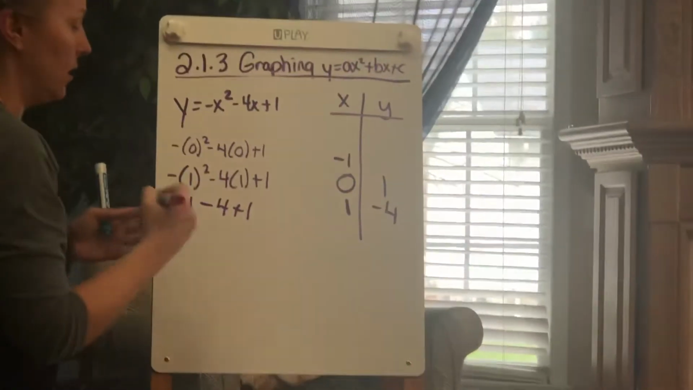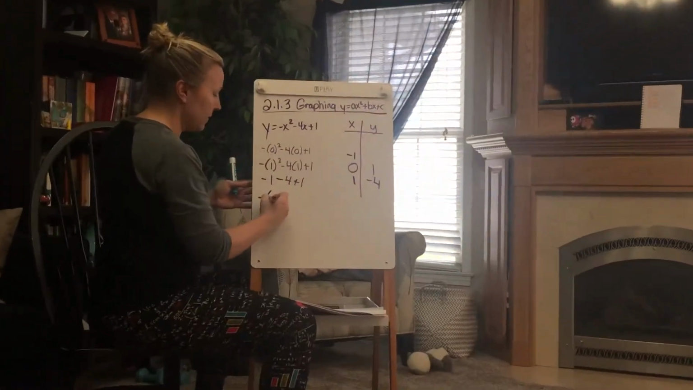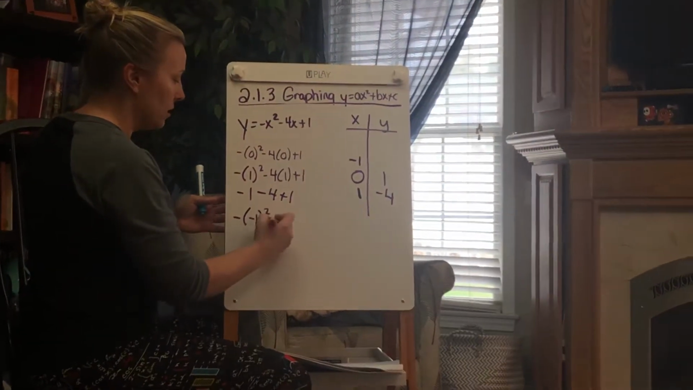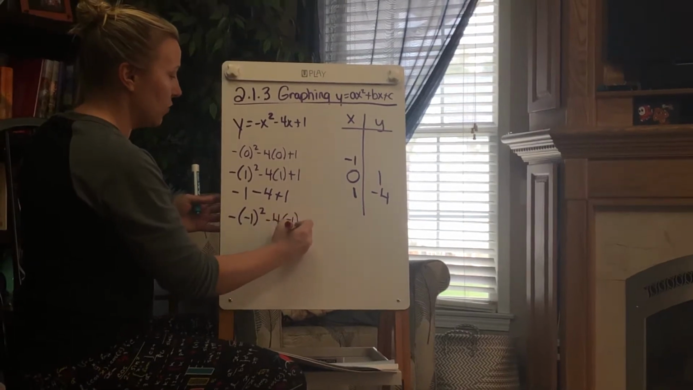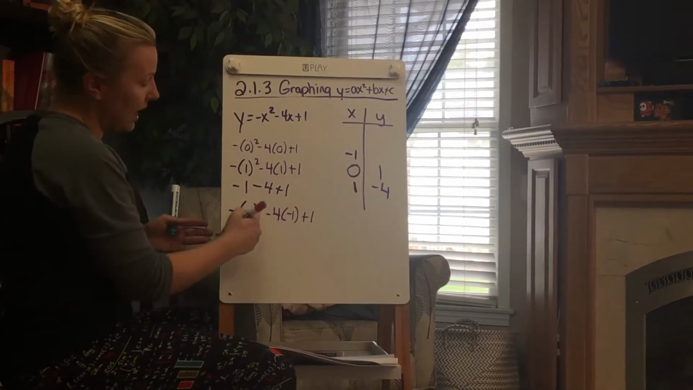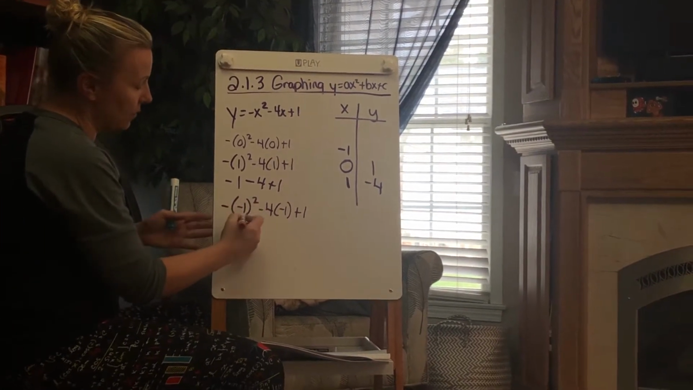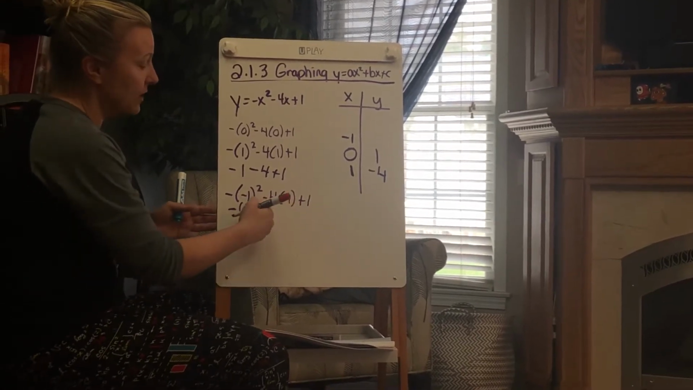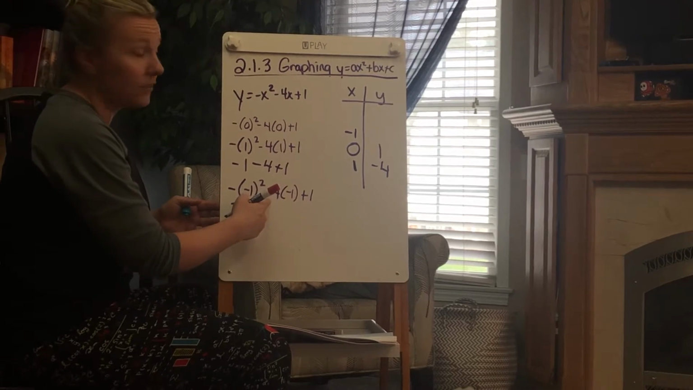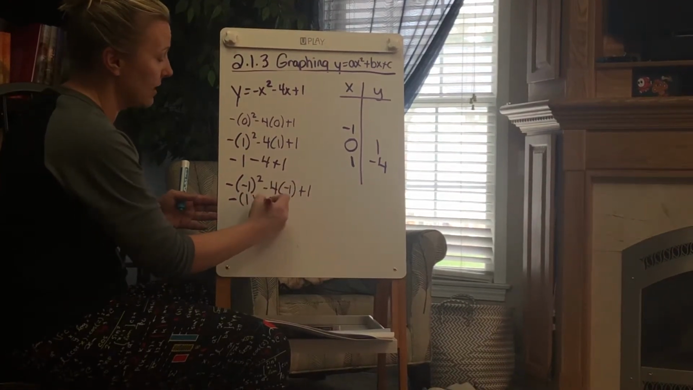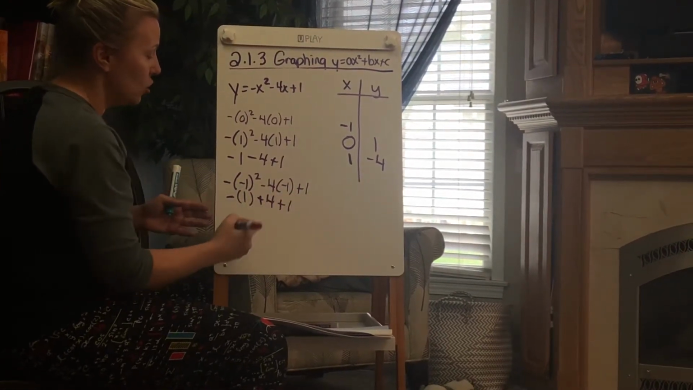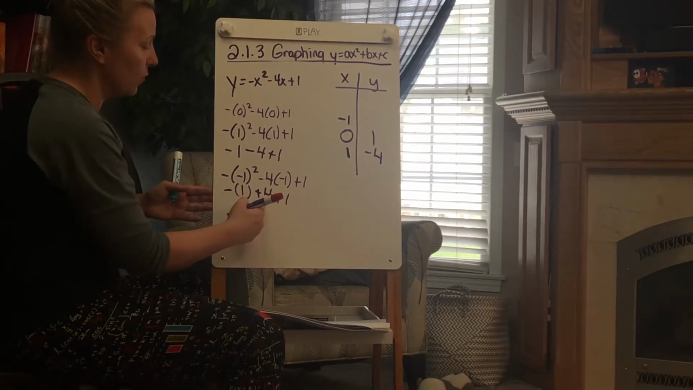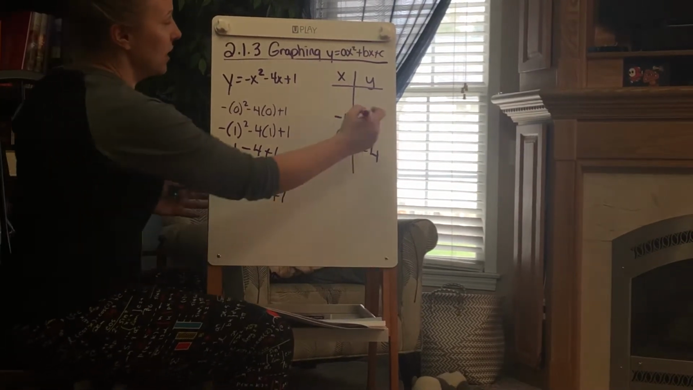And so now I'm going to go to negative land. So I'm going to pick a negative 1. So I'm going to do negative 1 squared minus 4 times negative 1 plus 1. Well, negative 1 squared is a positive 1. And then you still have a negative sign out there. The subtraction sign I would treat like a negative sign. Negative 4 and negative 1 makes a positive 4 plus 1. So you have negative 1 plus 4 plus 1 should just give you positive 4.